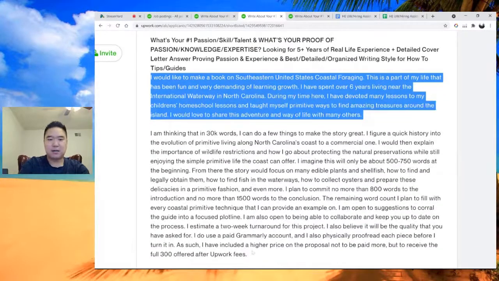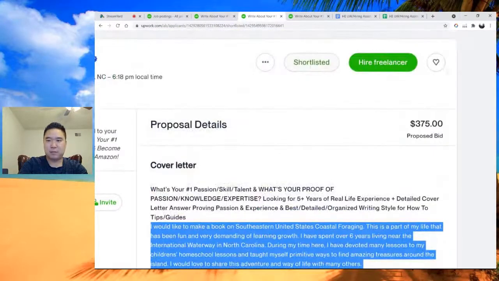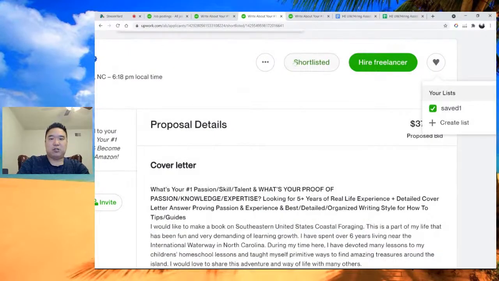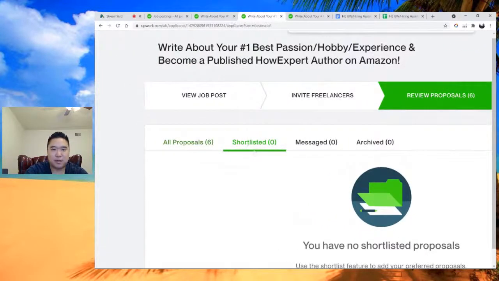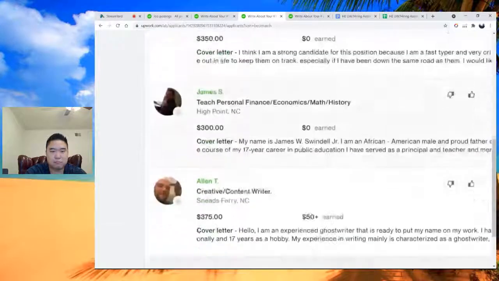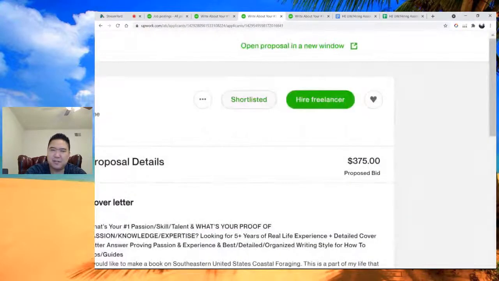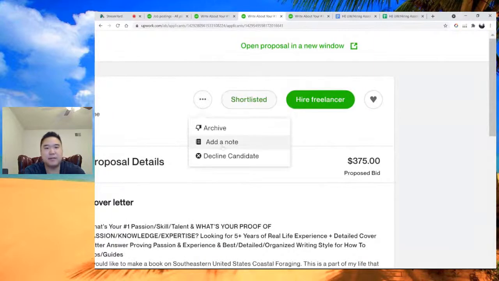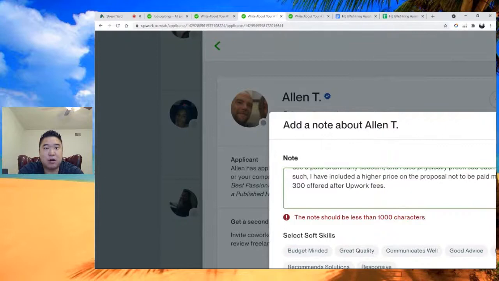But anyways, I like their cover letter answers. His cover letter answers, and what I'm going to do is copy. I'm going to shortlist. Saved shortlist. I already shortlisted. Oh, whoops. I got to go back. Shortlist. And I guess I already saved their information. Add a note. Maybe not. Paste it. Okay, it was too long.